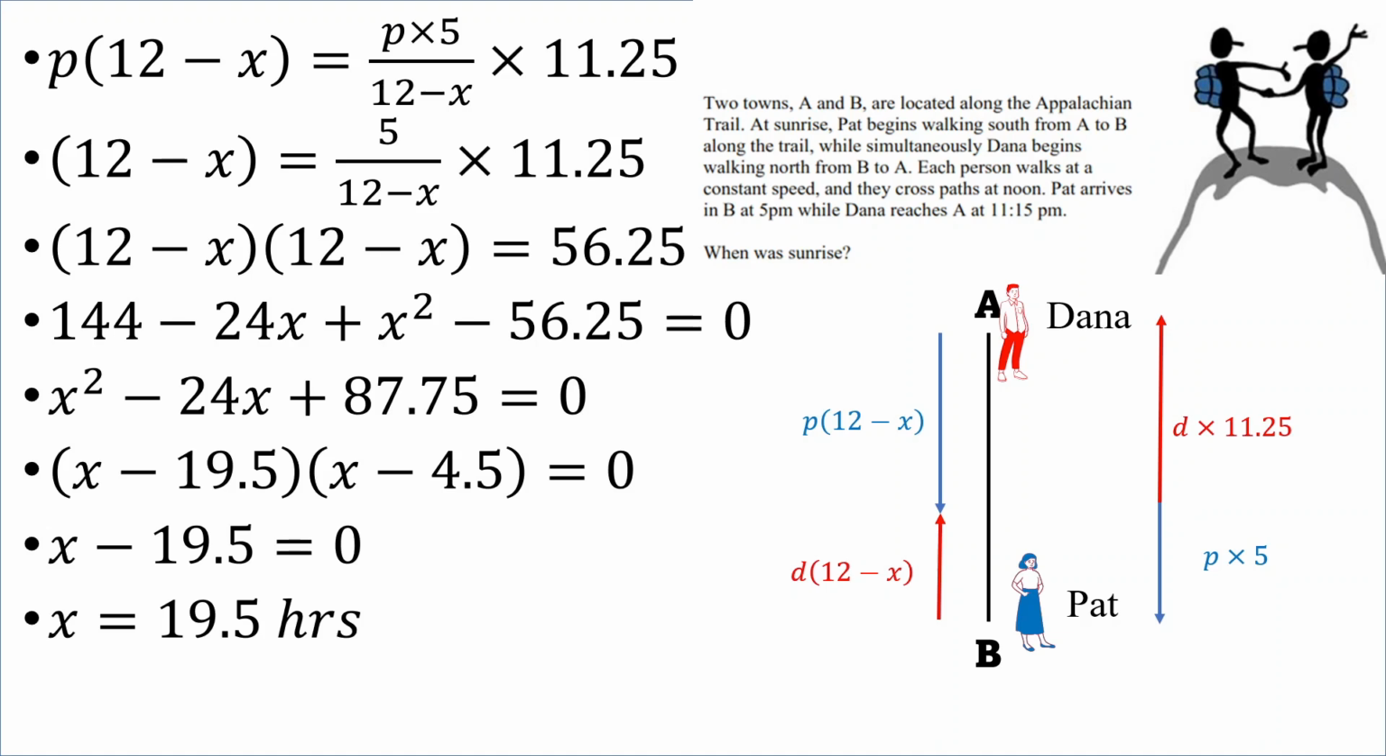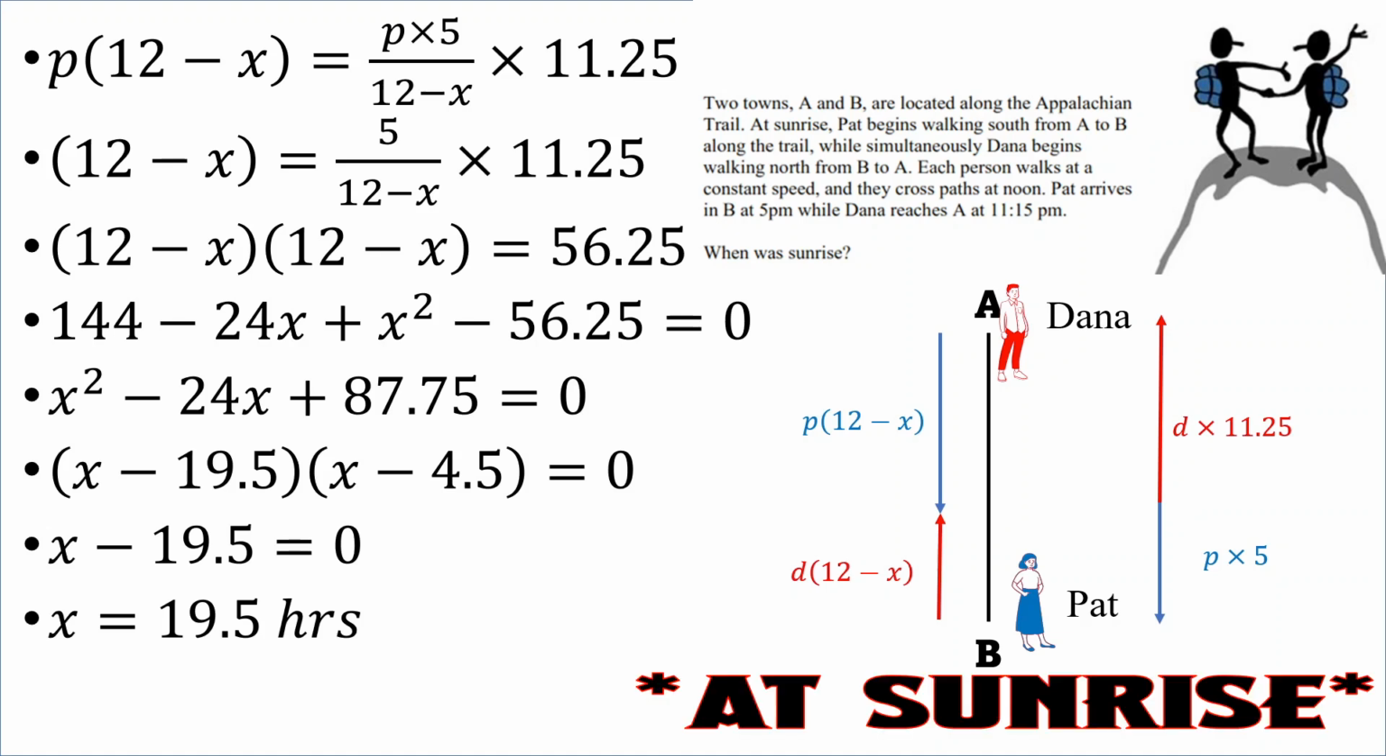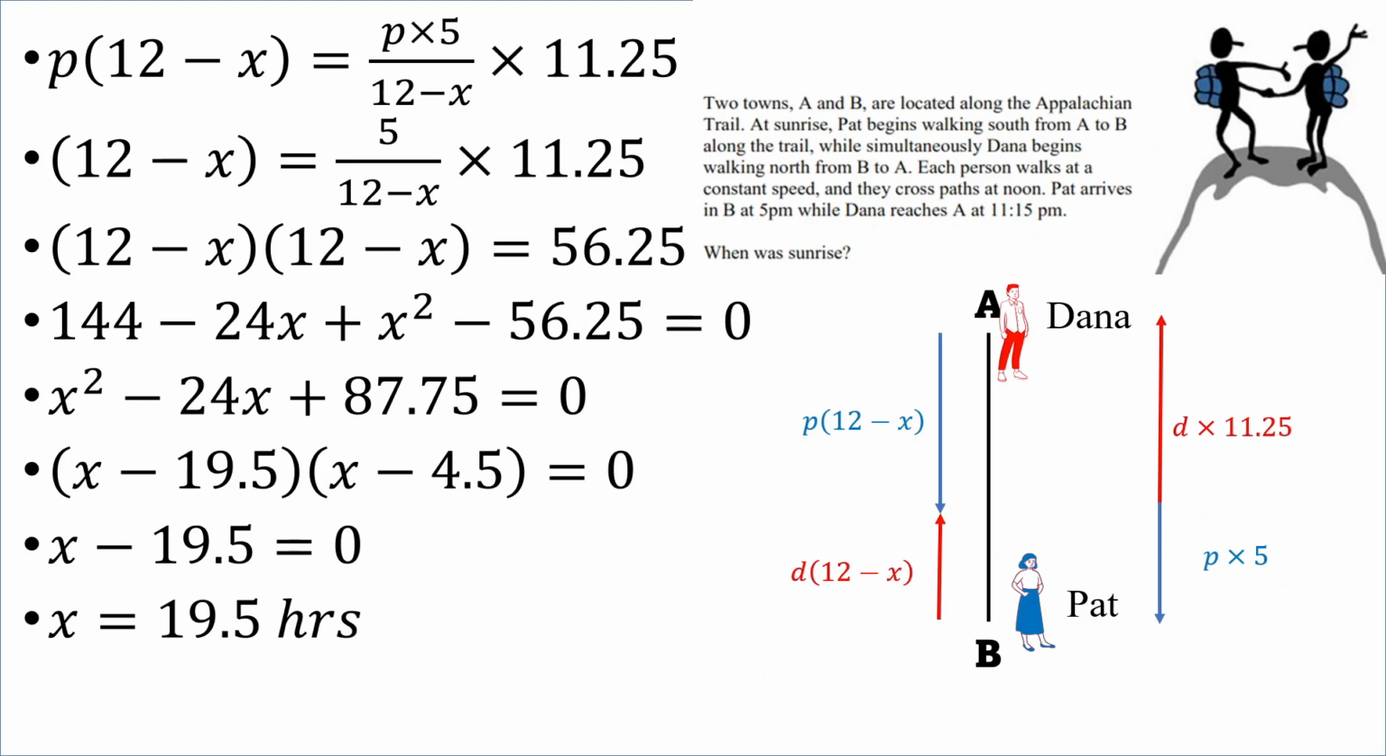But we are told that they started out simultaneously at sunrise, and then when they were walking, they met together at noontime. The other answer we would get is that X is equal to 4.5, which in terms of real time would be 4:30 a.m.